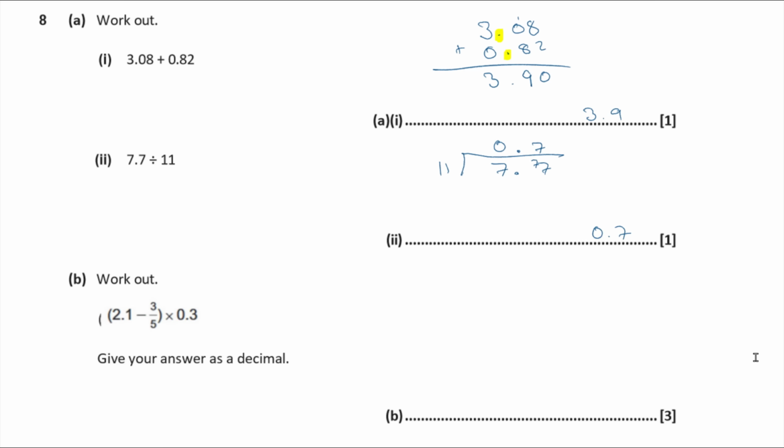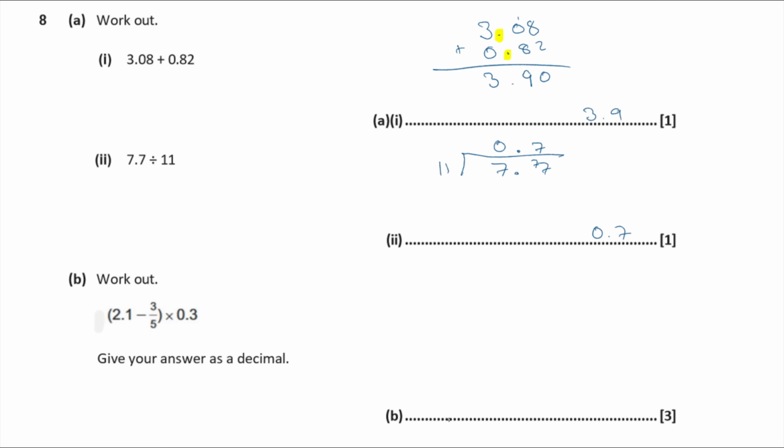Work out 2.1 minus 3/5 times 0.3. I seem to have an extra bracket there. What's going on there then? Okay, I think that's just a printing error. That shouldn't be there. Okay, so I've got 2.1 minus 3/5 times 0.3.